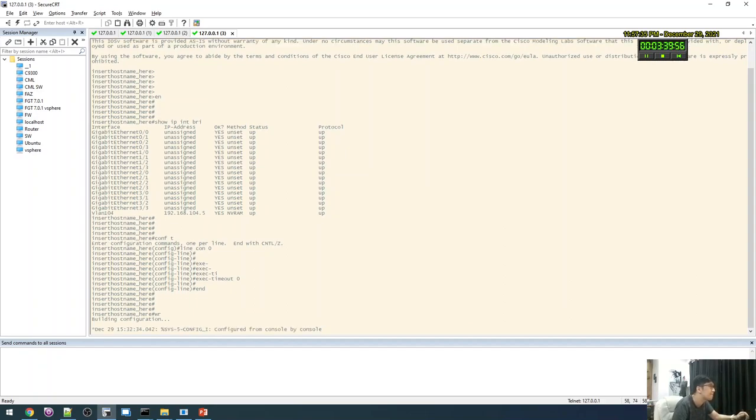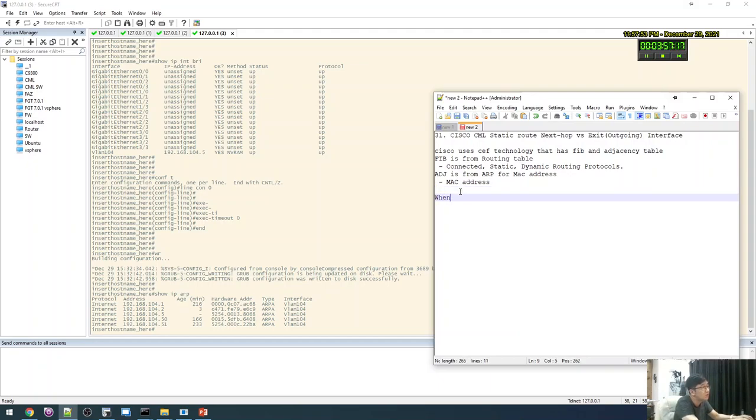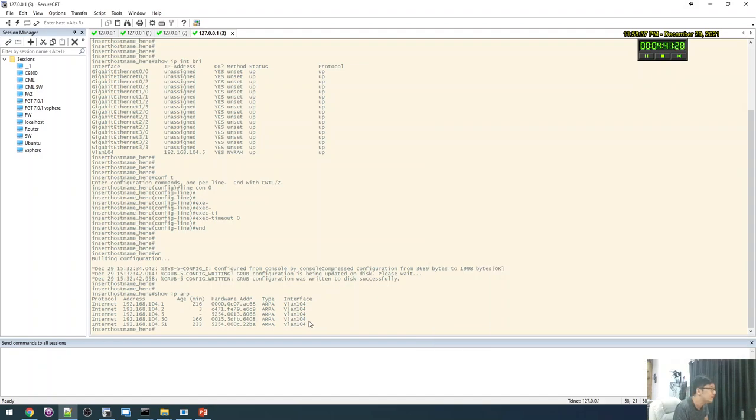ARP. Yeah, as you see, the MAC address, connected interface. Usually when you want to communicate with a host belonging to a connected interface like the VLAN, ARP is required. Show ip arp to get the MAC address. Like this, okay?